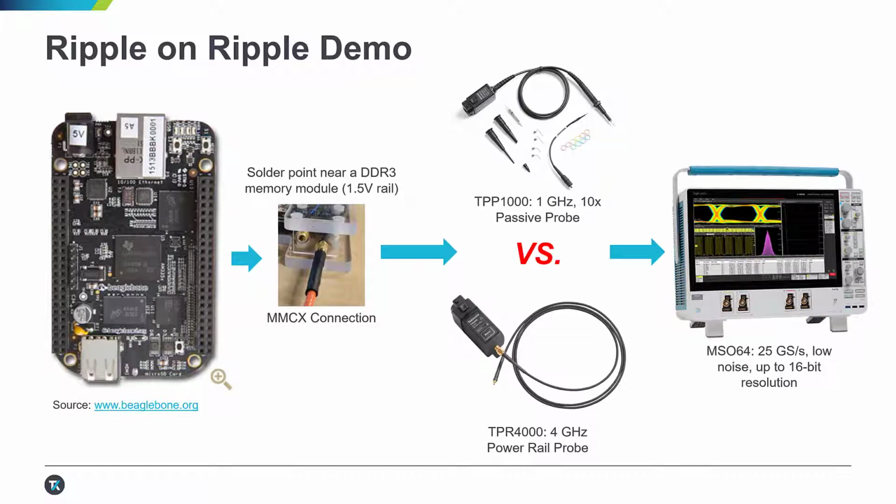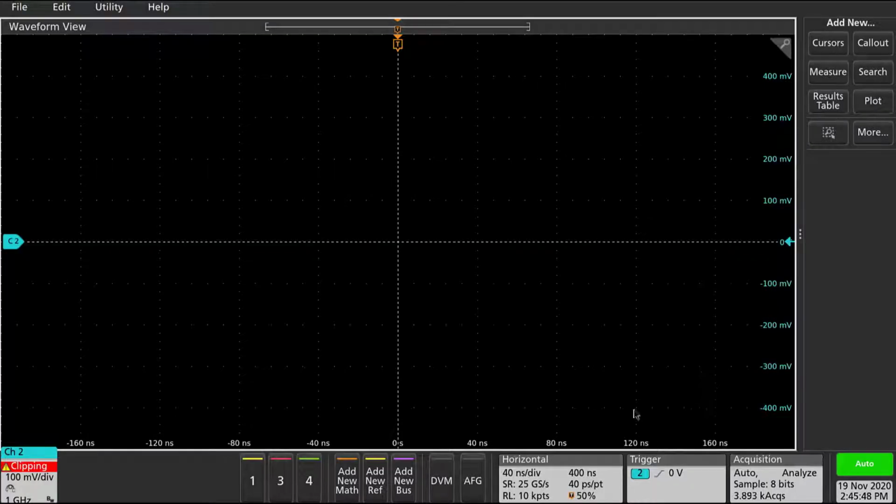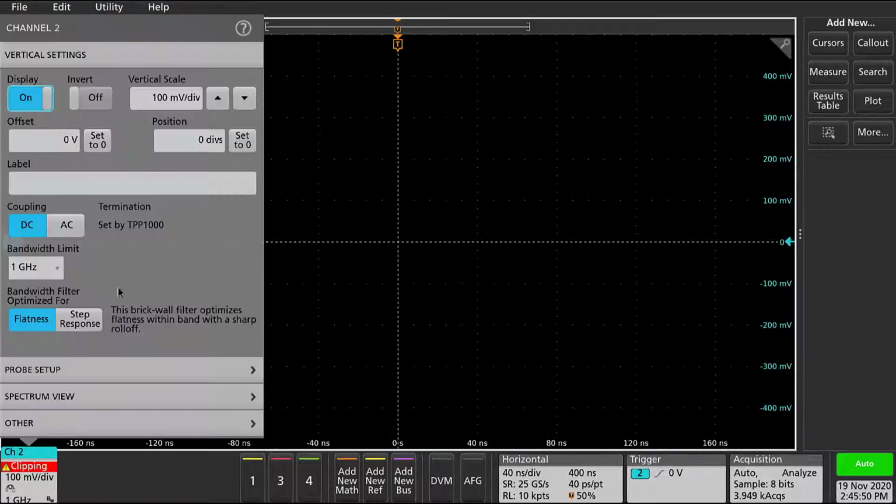And I think what you'll see is the attenuation difference between a 10x passive probe and a 1x power rail probe is fairly significant, or I should say a 1.25x power rail probe. And we're still using our MSO64 low noise 16-bit vertical resolution oscilloscope. All right, starting from a default setup on channel 2, this is where I have plugged in my TPP1000. That again is the 1 gigahertz 10x passive probe that we're using here. So let's take a look at what the power rail looks like on this particular probe.